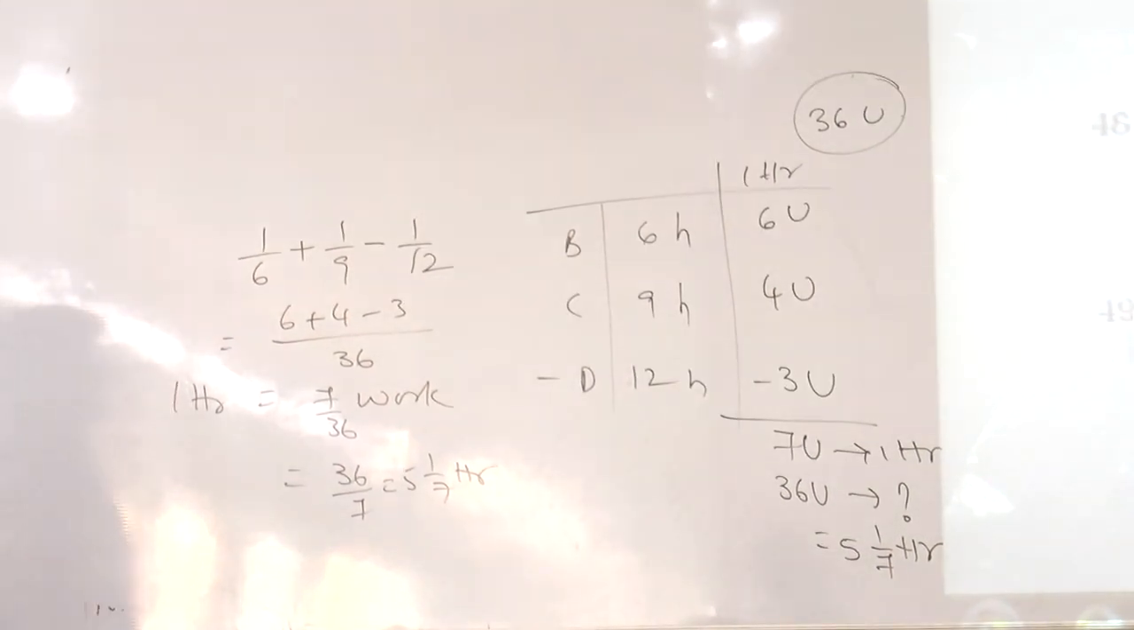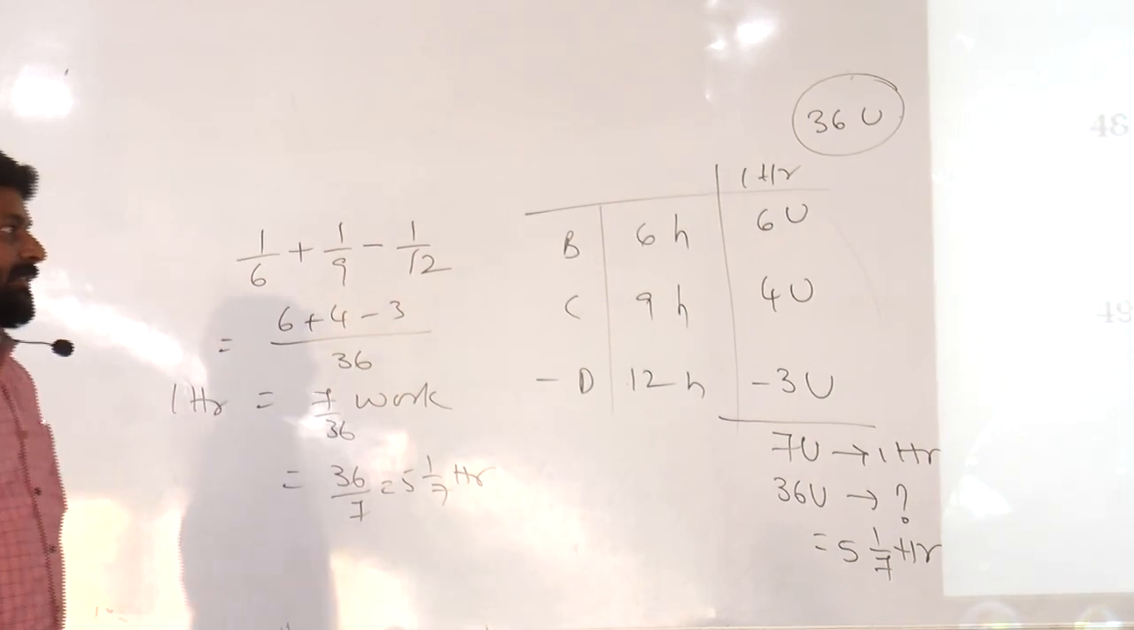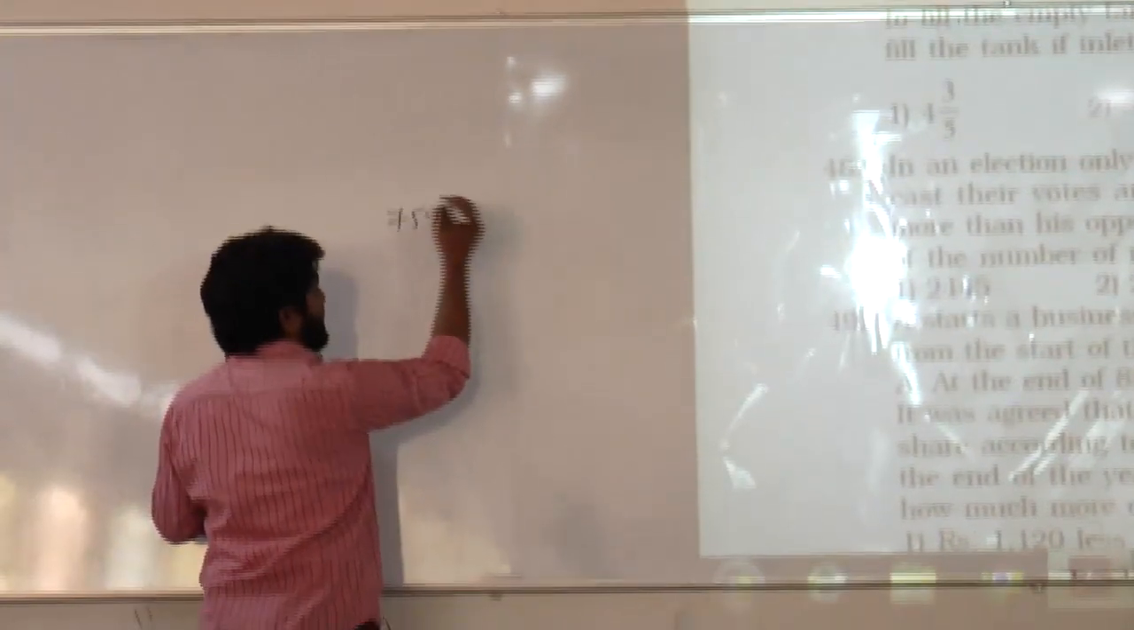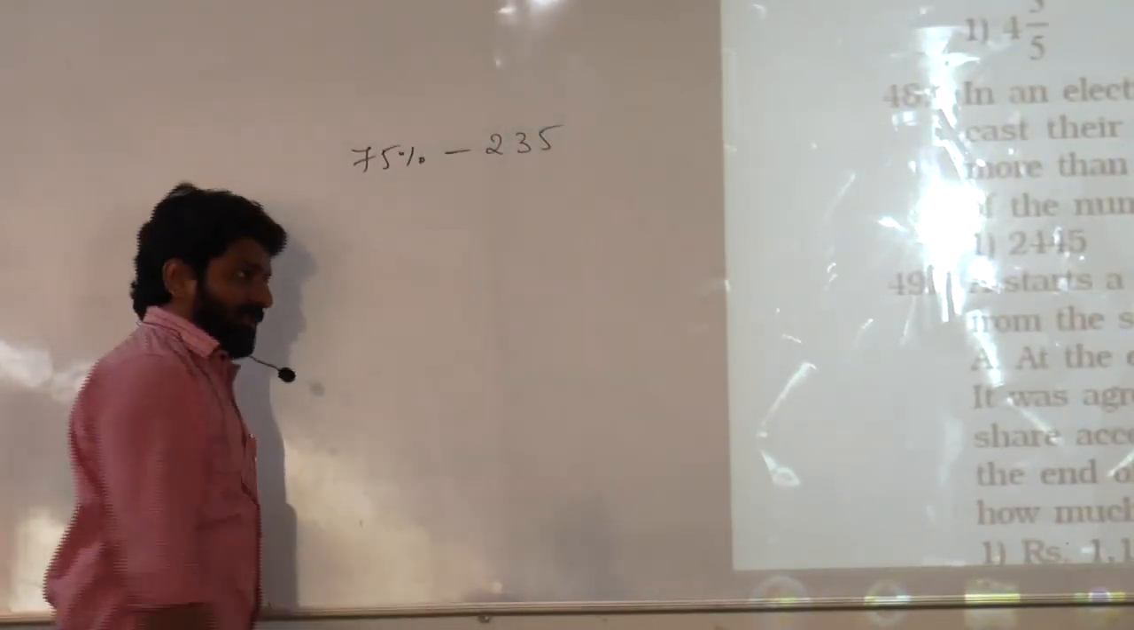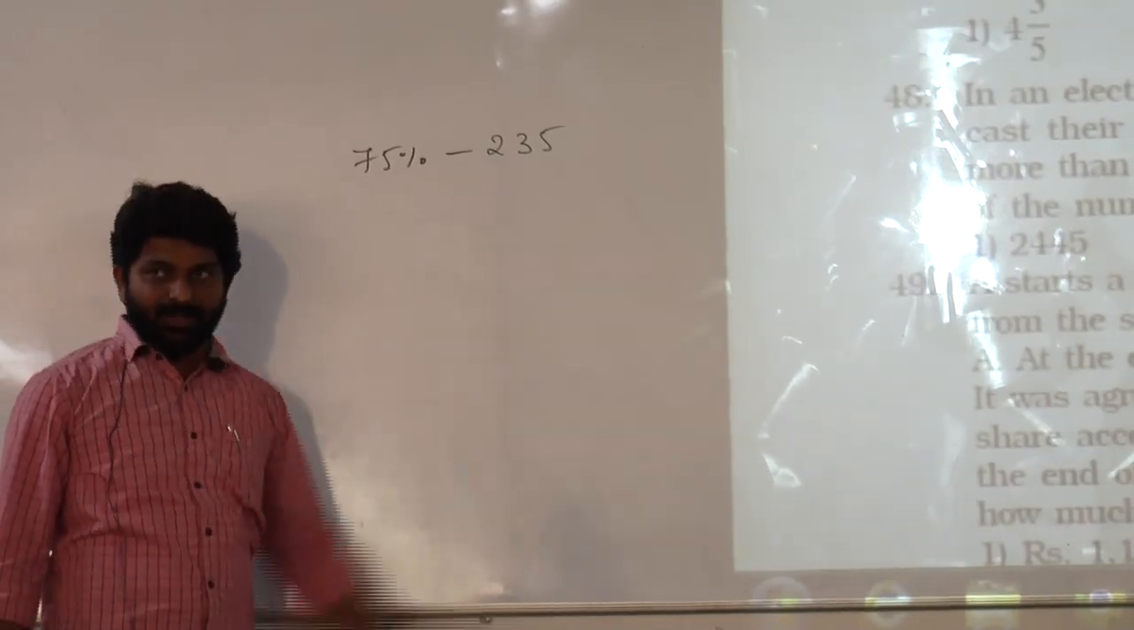Next, in an election, only 2 candidates contested. 25% of the registered voters did not cast their vote. So only 75% of total registered voters have participated in the election. And 235 votes were declared invalid. So what about total valid votes? 75% of registered voters have cast their vote, out of this 235 are invalid, so valid votes are minus 235.